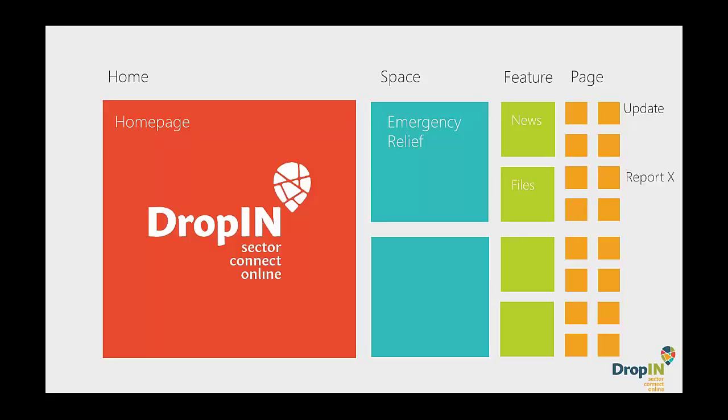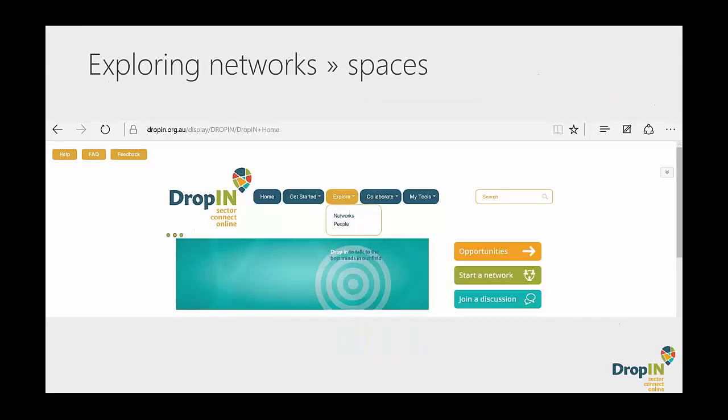Or you can find a page of a report about the event that happened last week, which will be in files. It will be a PDF or a doc file, and you're going to find it in files, right? So this is pretty much how Dropin is organized. It's pretty straightforward if you think of it in this kind of structure, right?